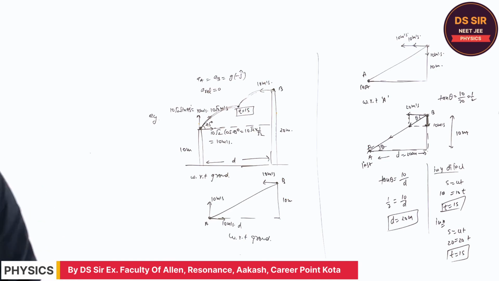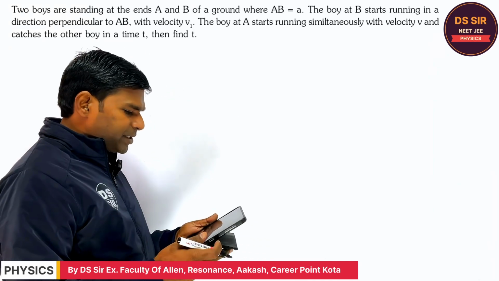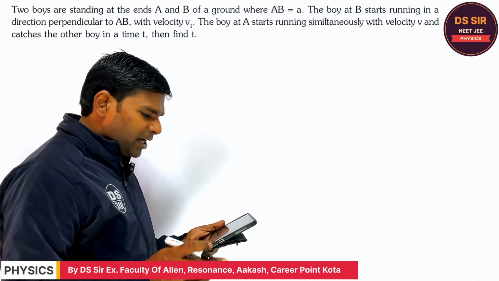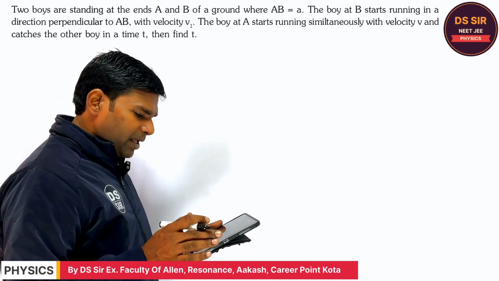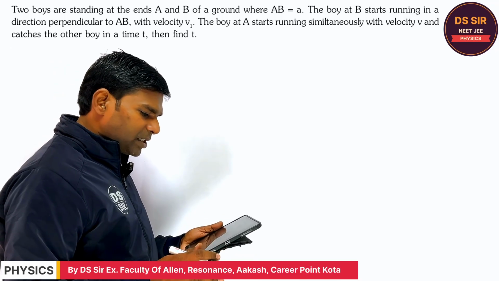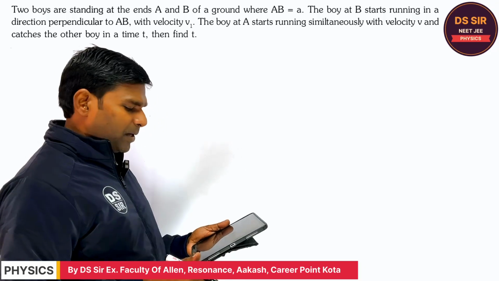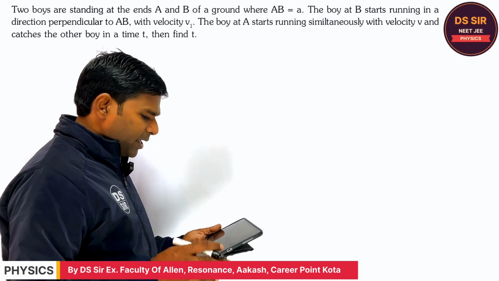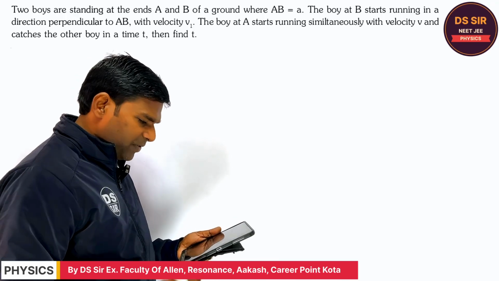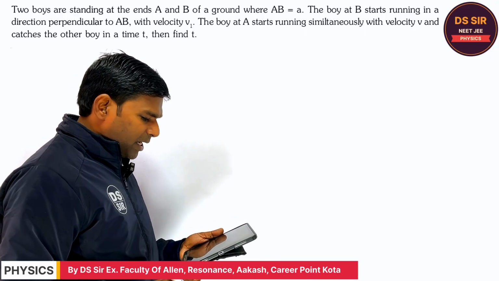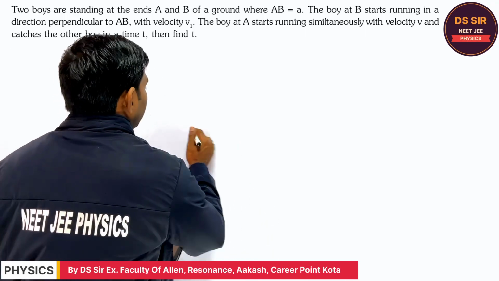Copy this. In this example, two boys are standing at ends A and B on the ground, where AB is as shown, AB is equal to small a. Boy B starts running in the direction perpendicular to AB with velocity v1. Boy A starts running simultaneously with the speed v to catch the boy in time t. Then you have to find time t.